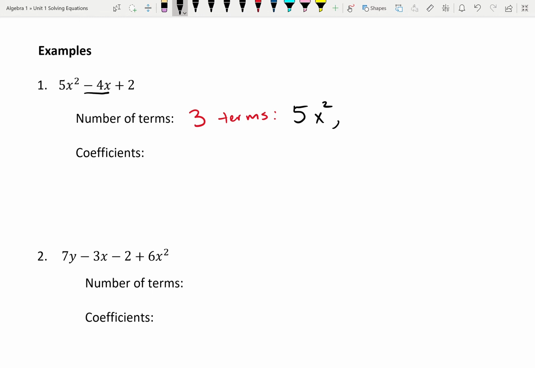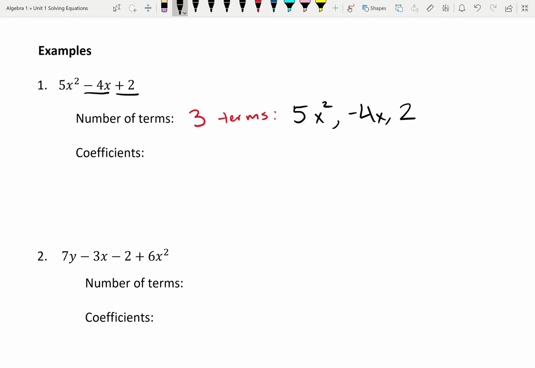So you include the sign, negative 4x is a term, and then finally we have the plus 2, so it's going to be just a positive 2. And I don't need to write plus 2, I can just write, since it's positive, 2. If it was negative, I would need to include that negative sign. All right, so those are my 3 terms, 1, 2, 3.